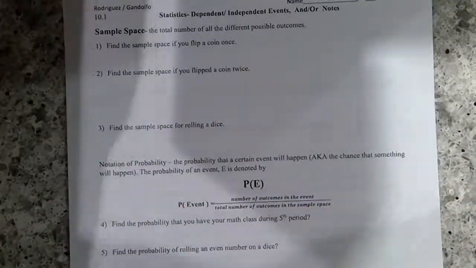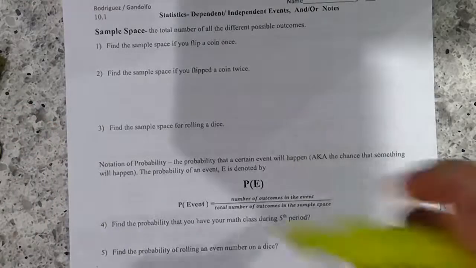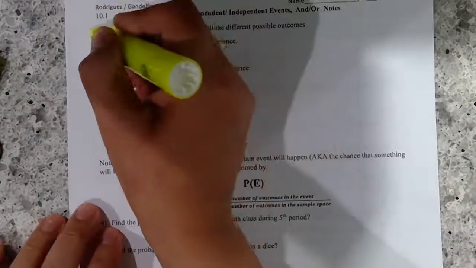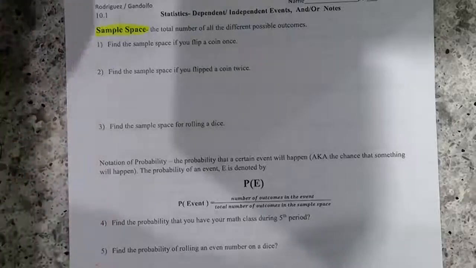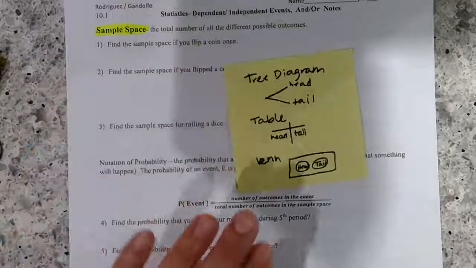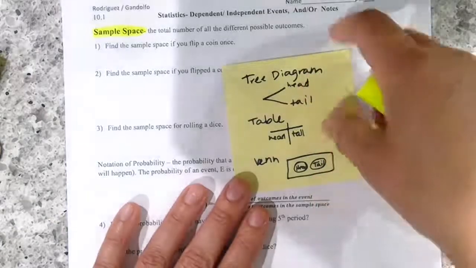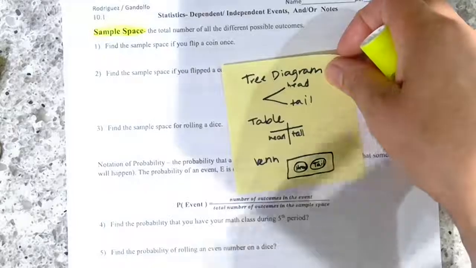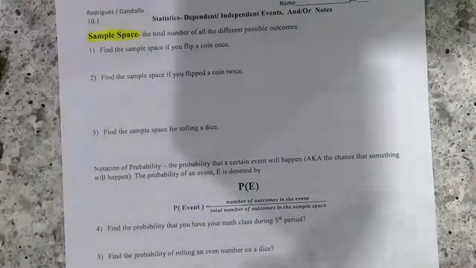All right, the first one is sample space. Sample space is just telling you the total possible outcomes that are possible. So your sample space, you can list it out. You can draw a picture. There's like tree diagrams you can do, a table, Venn diagrams. I personally just like tree diagrams. Those are my favorite to do, and we'll talk about those later on.